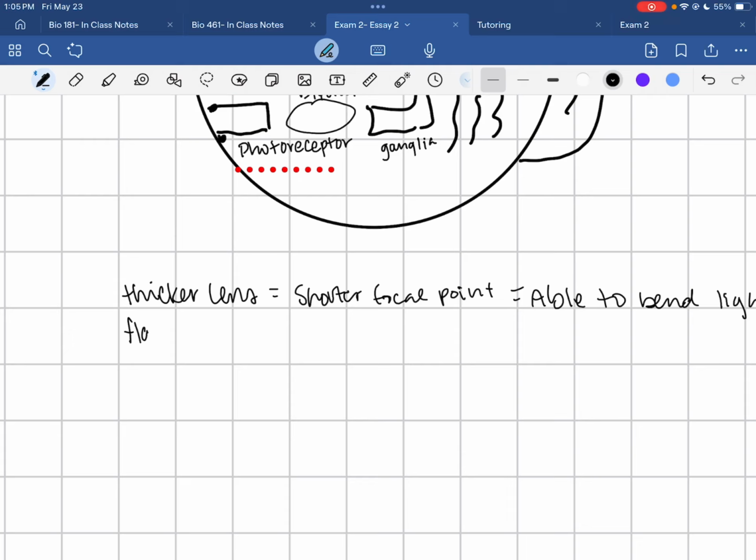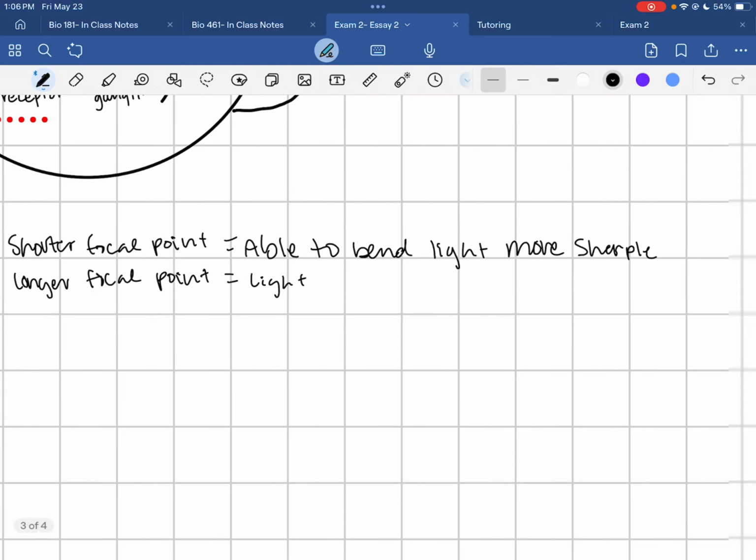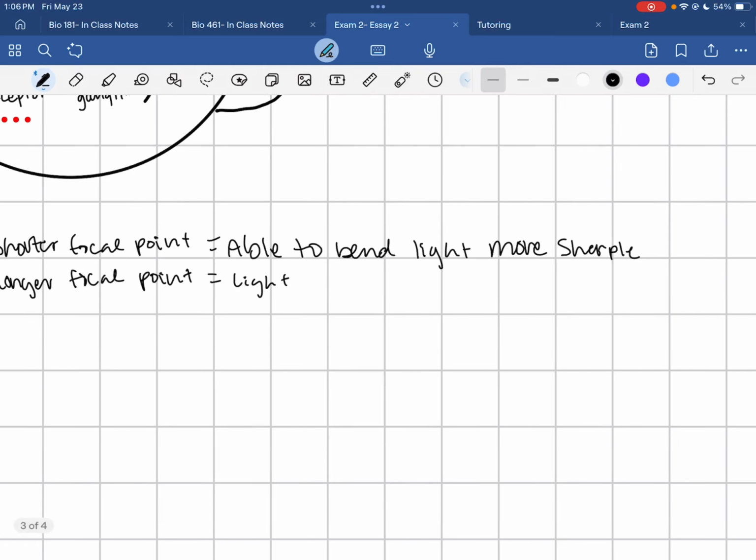And then a flattened lens, which is basically when our suspensory ligaments are increased in tension, that's when they flatten. This is when we have a longer focal point, which means we're able to bend light to a lesser degree.